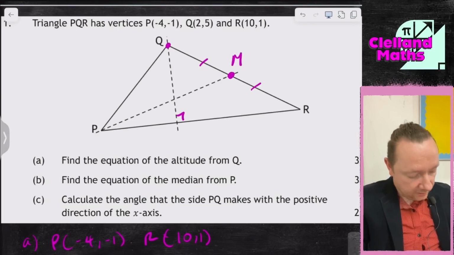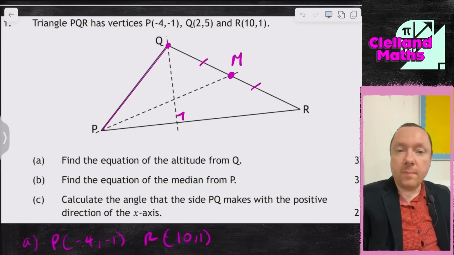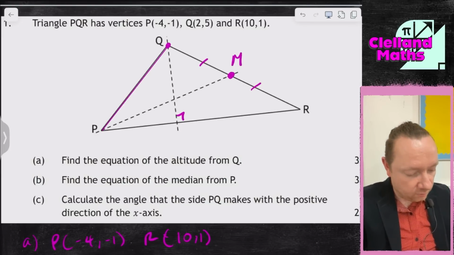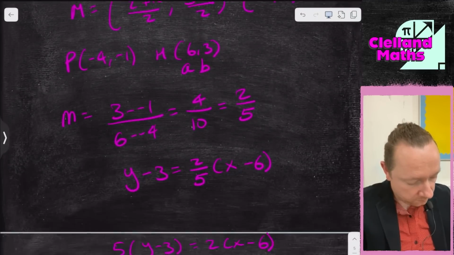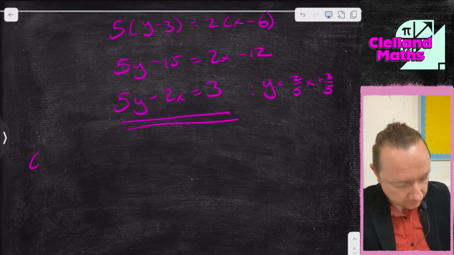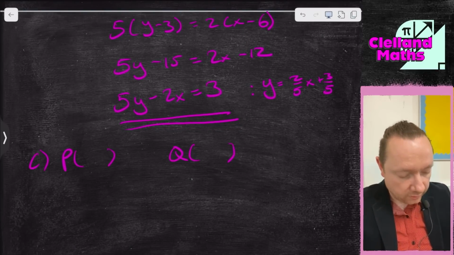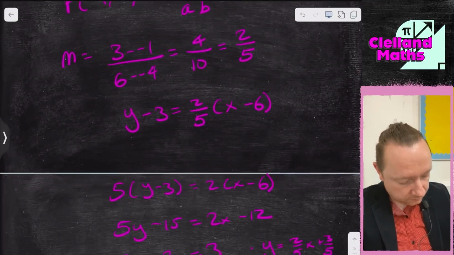Calculate the angle that the side PQ makes with the positive direction of the x-axis. So we've got PQ, which is here. Remember, gradient equals tan theta. So I want the gradient of P and Q. Have I done that yet at any point? Probably not. Okay, so let's do that. Our P and our Q, I need to look them up again, are (-4, -1) and (2, 5).